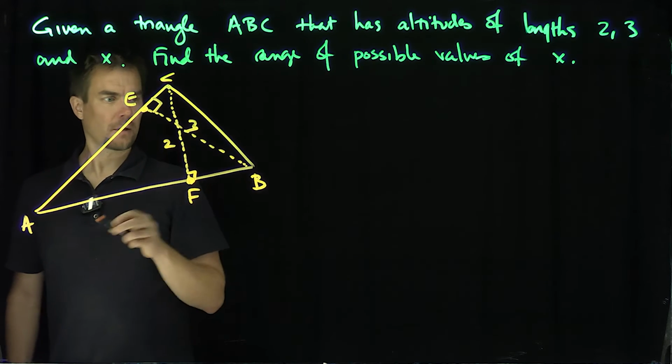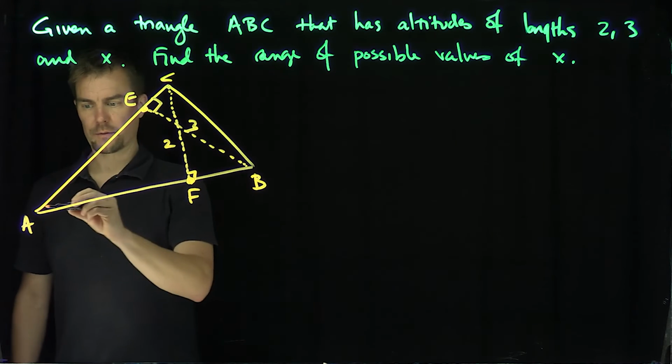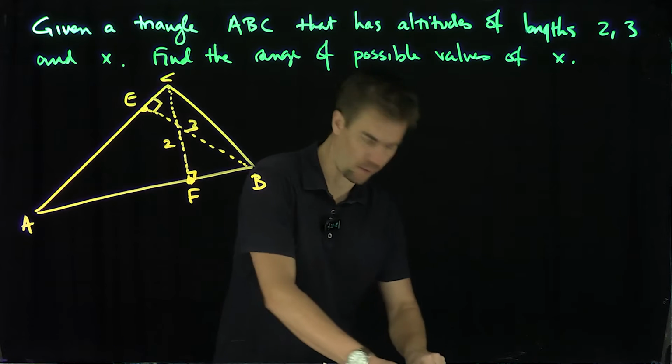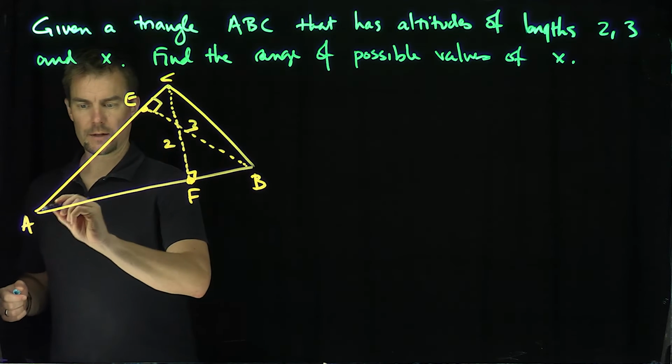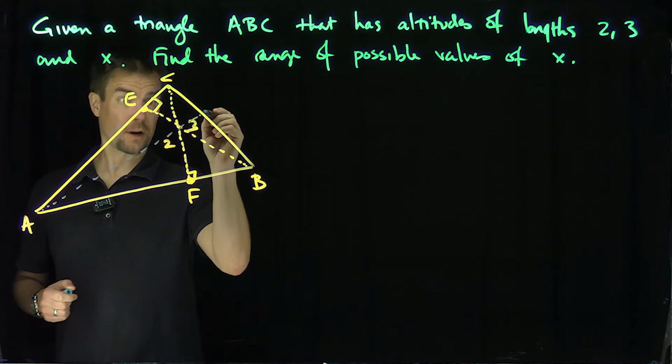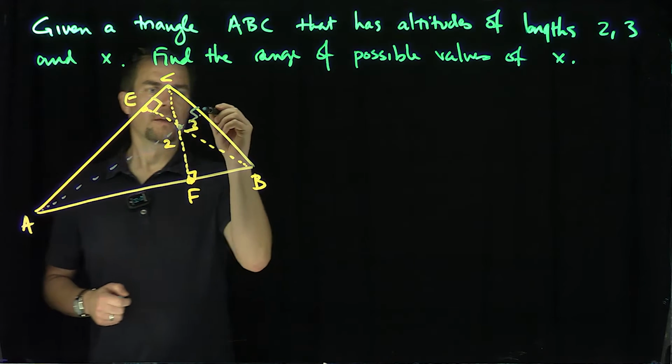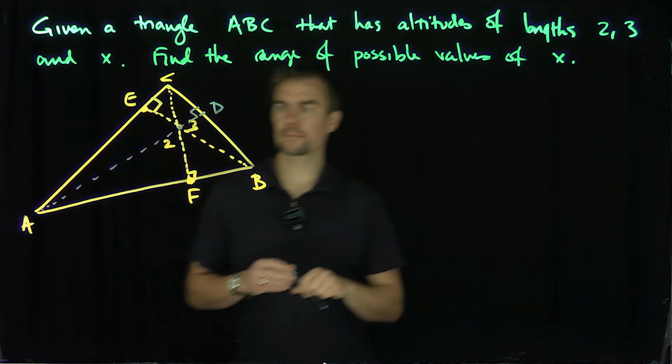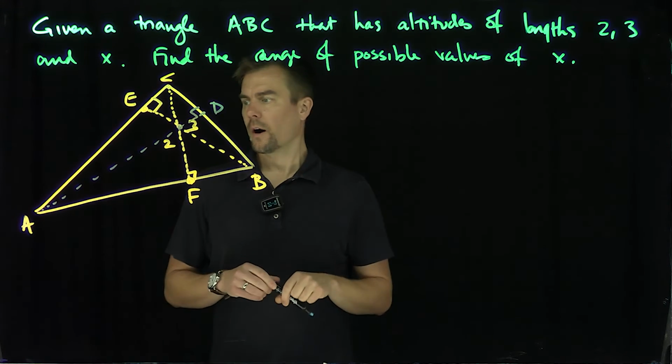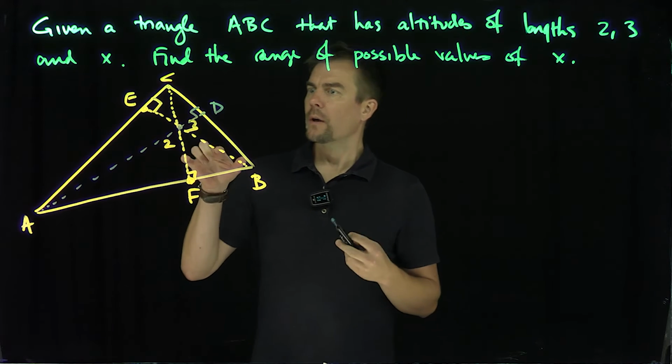And let's call this point over here E. And let's call this point over here the altitude for A, which we're trying to find the range for. Of course, the altitudes are concurrent, we know that. Let's call that point D. Okay? Good. All right. And so now, what can we say?